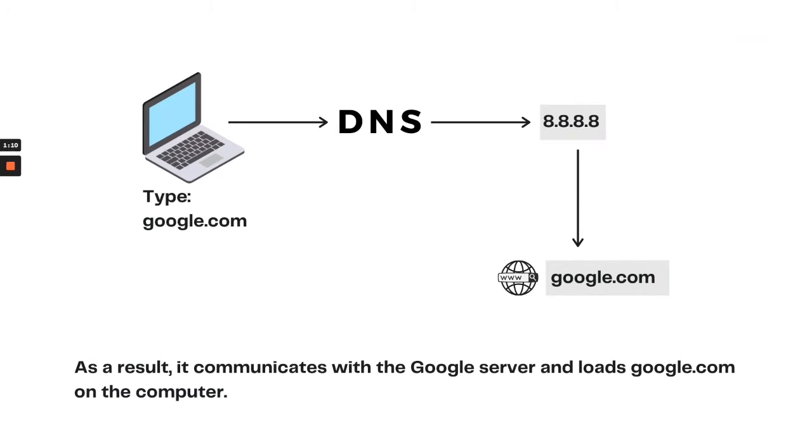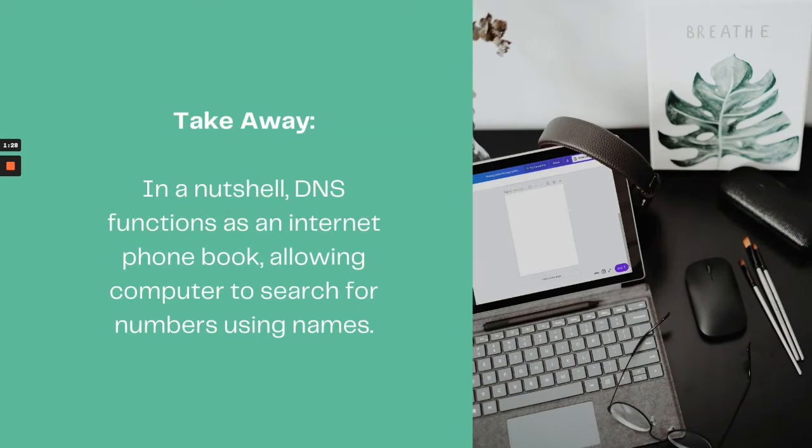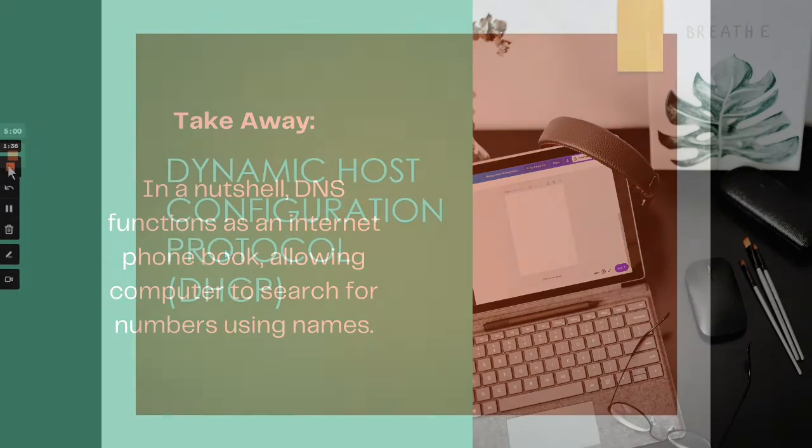When we type google.com into a web browser, DNS converts it into the web browser's language, which is an IP address, and sends it to the browser. Now the web browser recognizes that we want to go to google.com. As a result, it communicates with the Google server and loads google.com on the computer. In a nutshell, DNS functions as an internet phone book, allowing computers to search for the numbers.